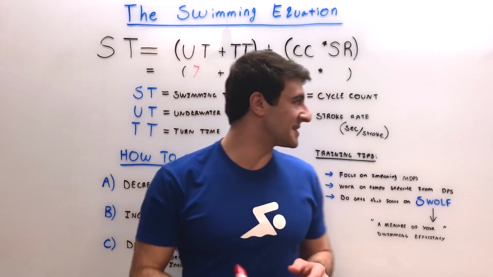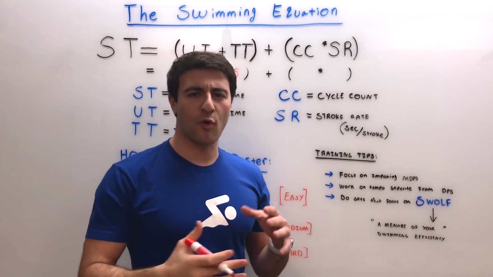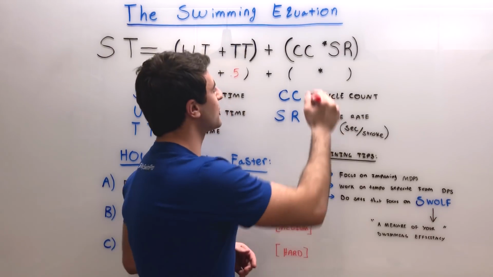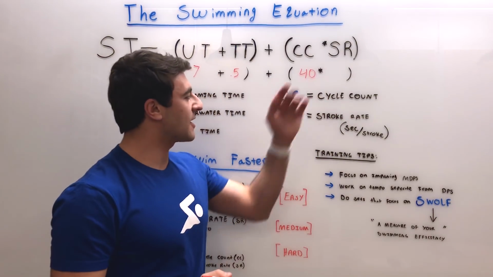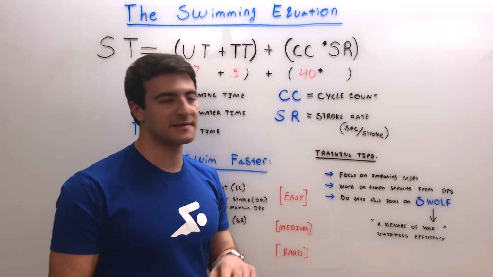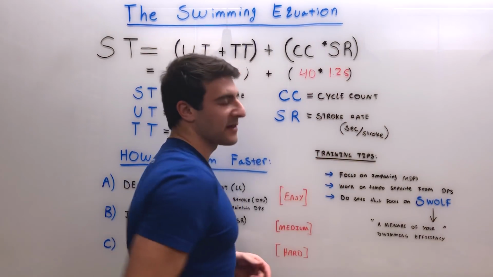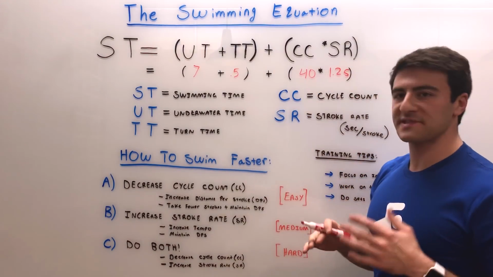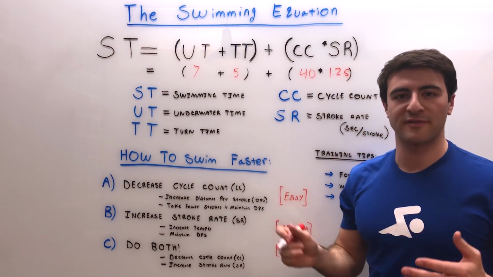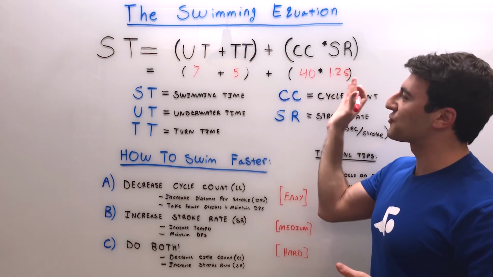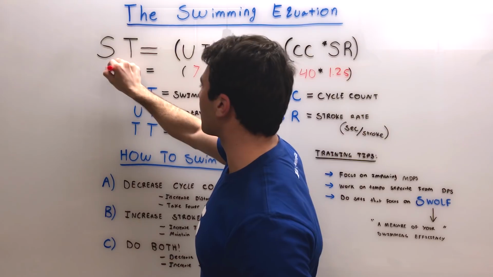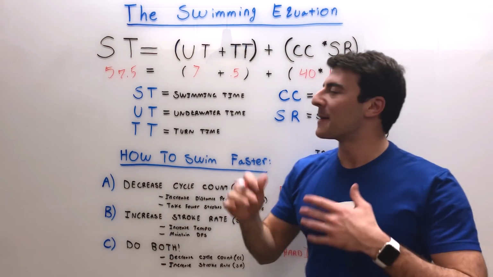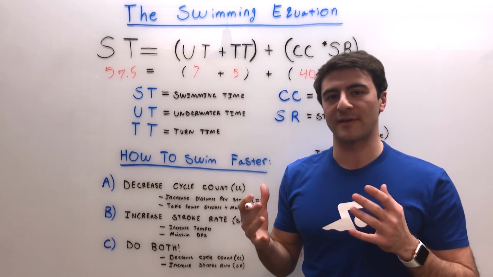Now our CC represents our cycle count. Let's say in the course of a 100-meter breaststroke, you take 40 strokes. 18 on the way down, 22 on the way back, 40. And let's say our stroke rate is 1.25 seconds per stroke. Now, if we multiply this all out, our underwater time is 7.5 seconds, and our overwater swimming time is 40 multiplied by 1.25, which is 50 seconds. So our total swimming time is 57.5. Now, this is extremely fast and would contend with the world record, but it gives you an idea of how the swimming equation works.